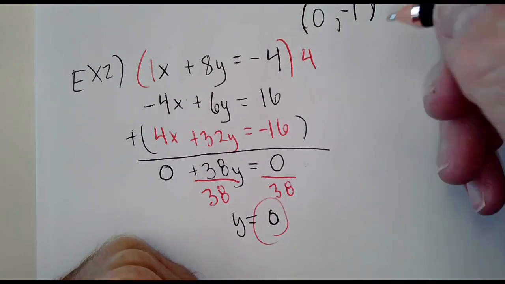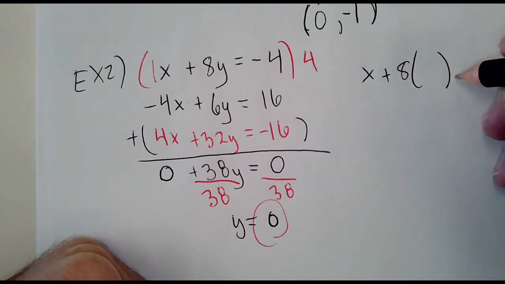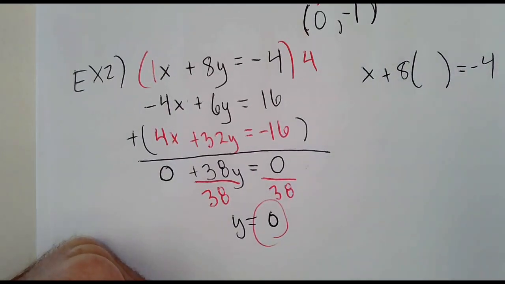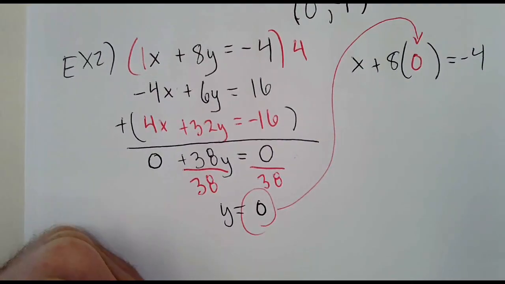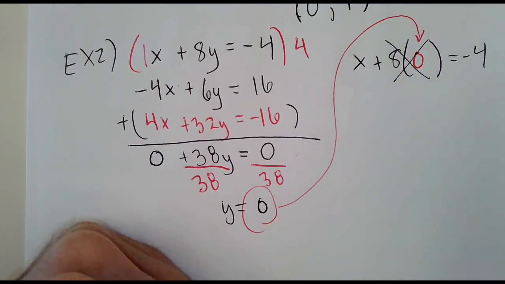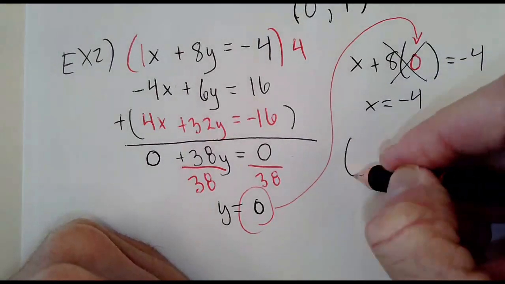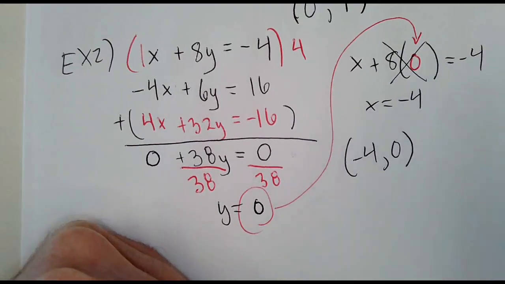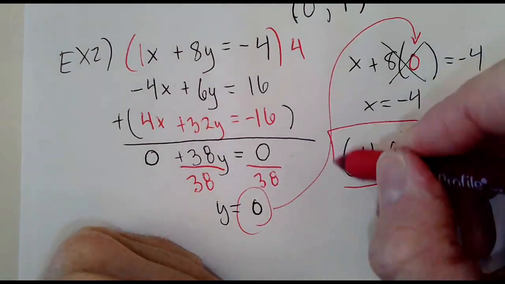So you'll take that, plug it in for y, and it goes right there. So then that would just poof, go away. And then x equals negative 4. My answer is negative 4, 0. Again, I got 0. Oh, well. But I'm done.